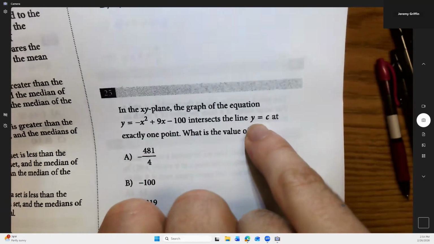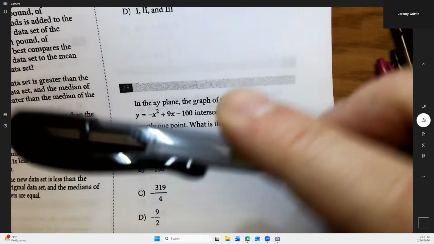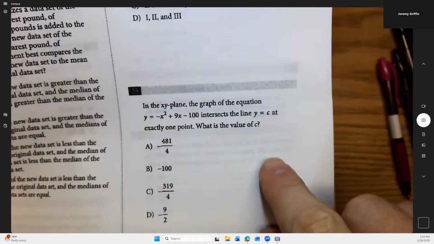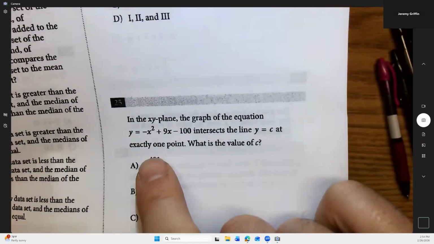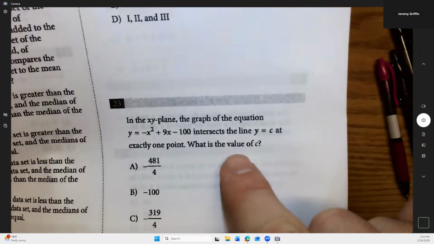Y equals c. Yeah, there's just a flat line, isn't it? Flat horizontal line at whatever value c is. Okay. At exactly 1 point. Oh, that is a question. What is c?